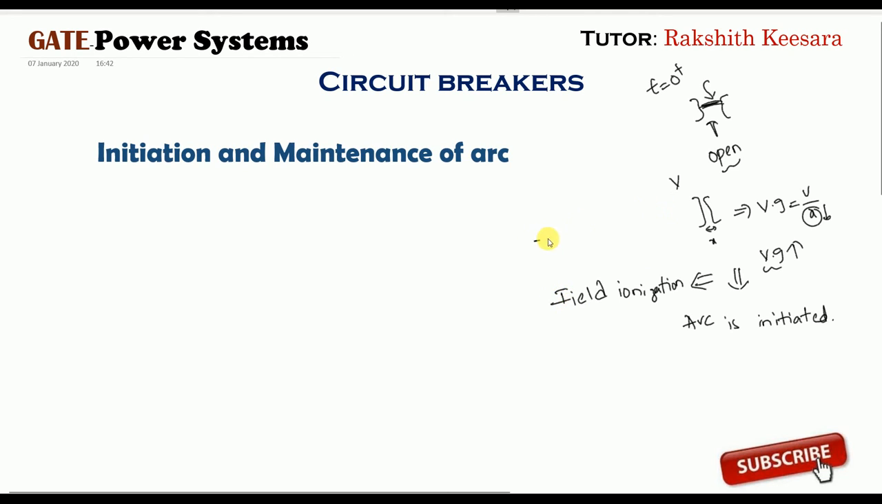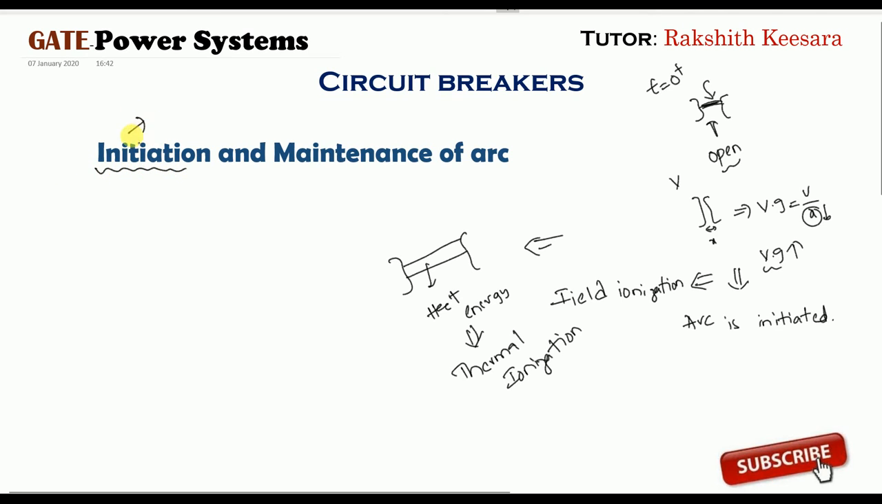Next, after the separation of the circuit breaker contacts, a large heat energy is developed between these two contacts. Due to this heat energy, our arc is still maintained. This is called thermal ionization. So students, in our circuit breaker, the arc is initiated due to field ionization and maintained due to thermal ionization.